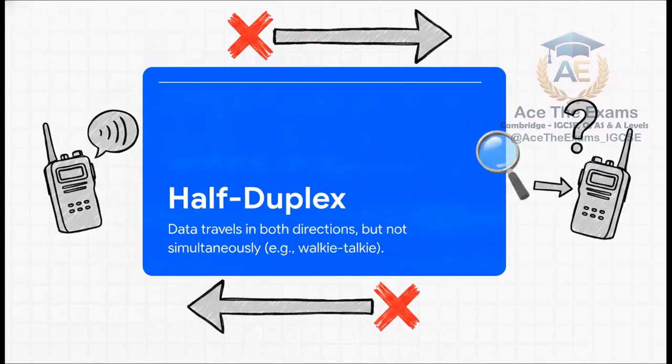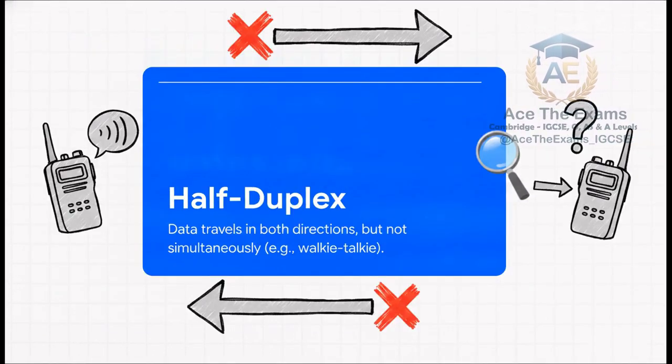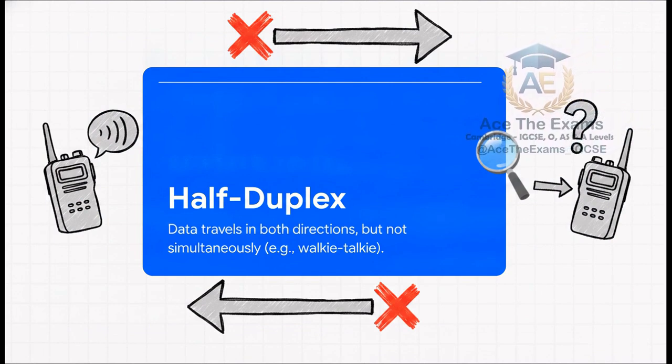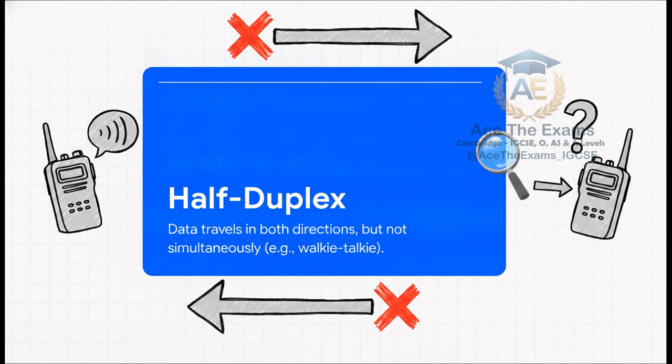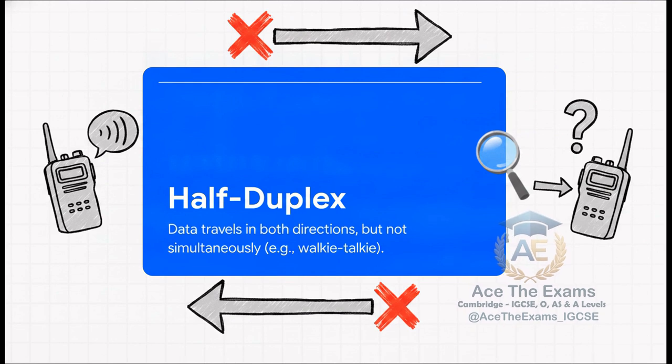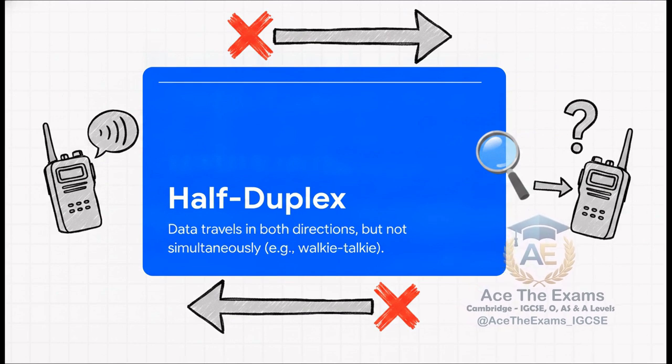Building on that, we have half duplex. Now here, data travels in both directions, but crucially, absolutely not at the same time. We really need to emphasize that limitation. It's kind of like a walkie-talkie or controlling a remote robot. You speak, you say over, and only then do you listen.